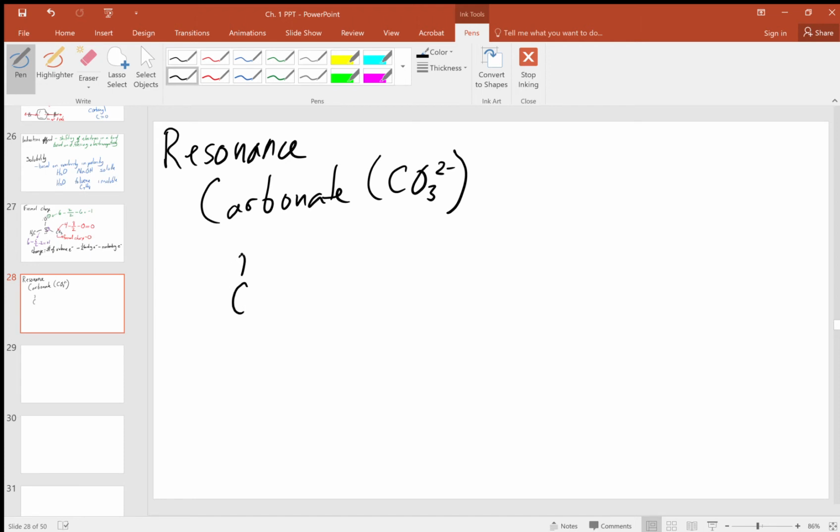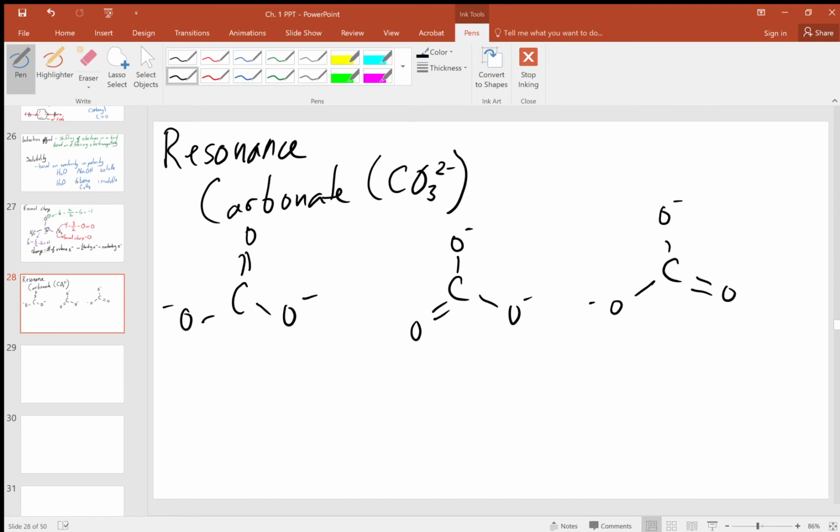All right, so most likely you came up with one of these structures. So which one is correct? Well, typically a carbon-oxygen single bond has a bond length of about 1.43 angstroms, while a carbon-oxygen double bond comes in at about 1.2 angstroms.